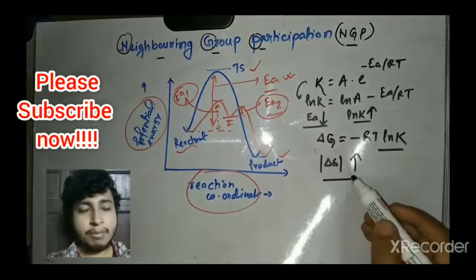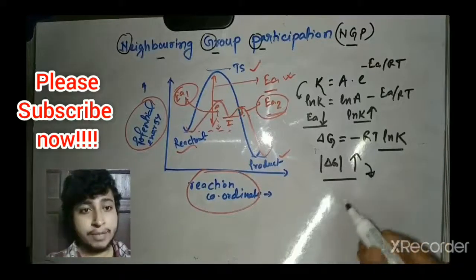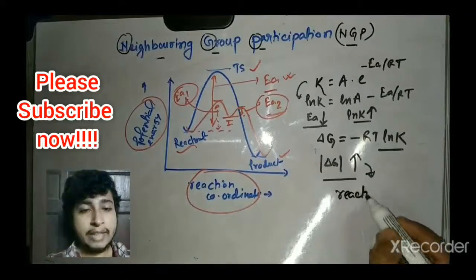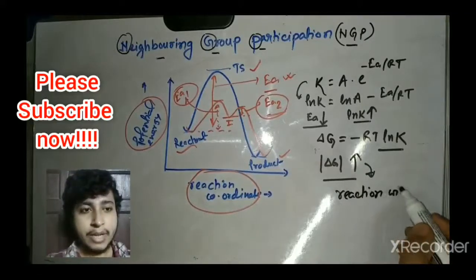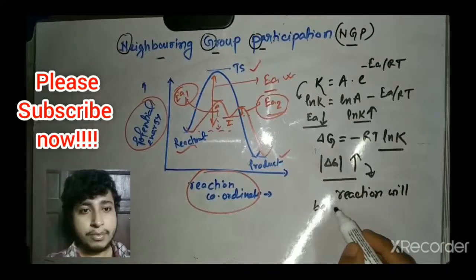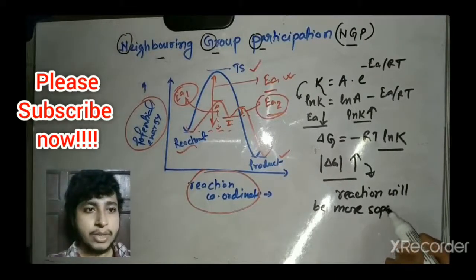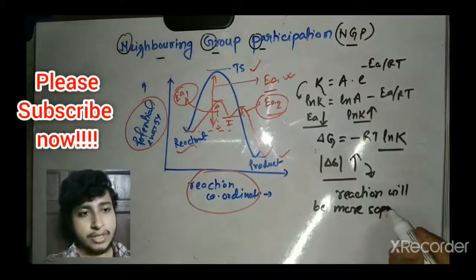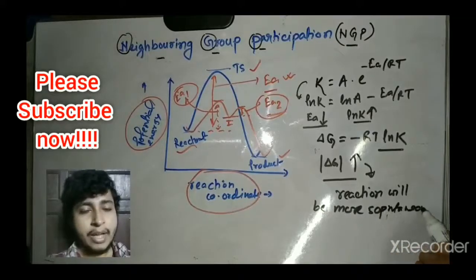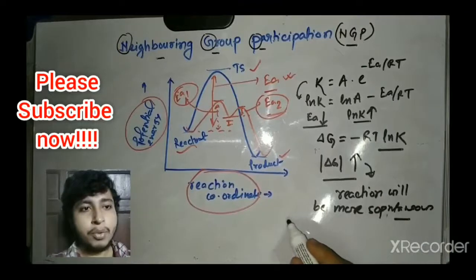So guys, the modulus value of del G will increase, meaning the negative value of del G will increase, and that will make the reaction more spontaneous. So that reaction will be more spontaneous, and therefore the reaction will be faster.